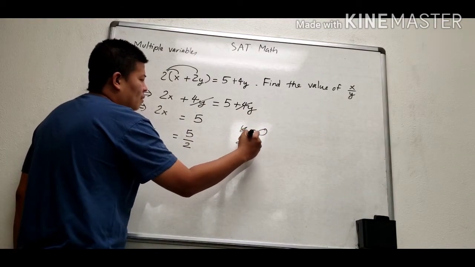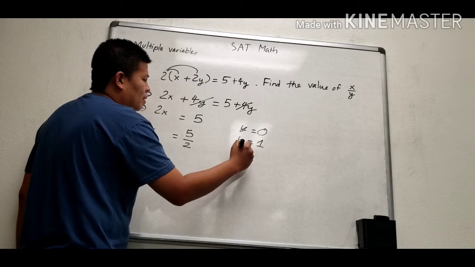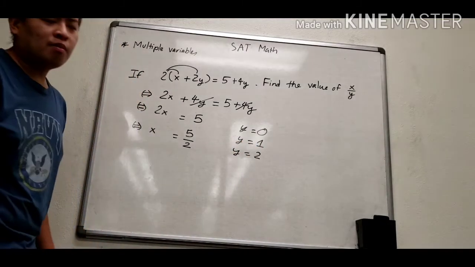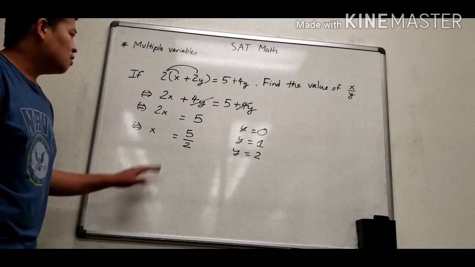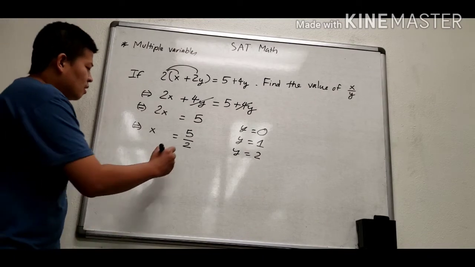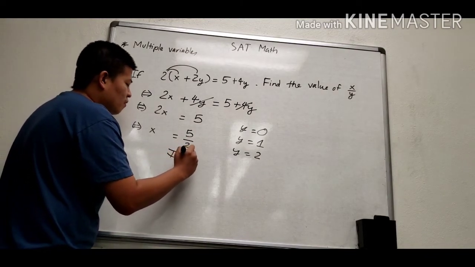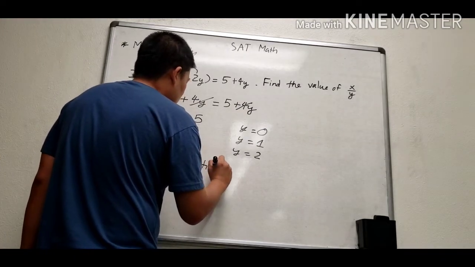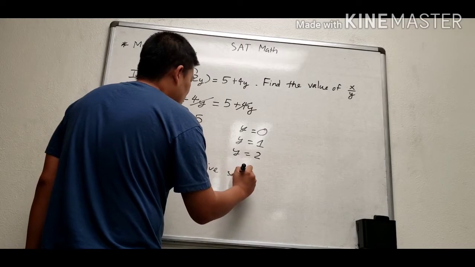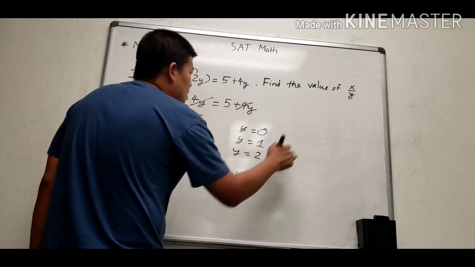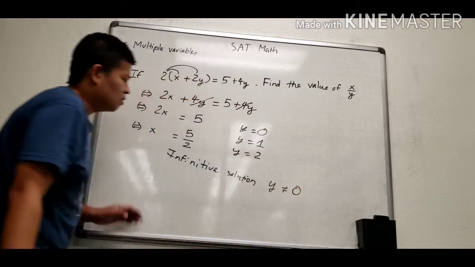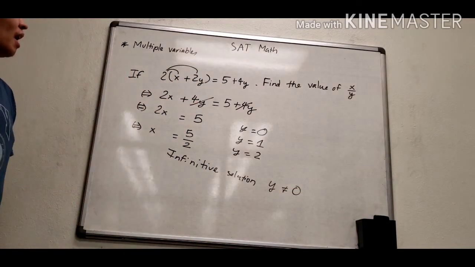Right now y can be 0, or maybe y can become 1, or maybe y becomes 2. So there are too many answers, so we say that it has infinite solutions. But the y cannot be allowed to become 0. So we can say it like this.